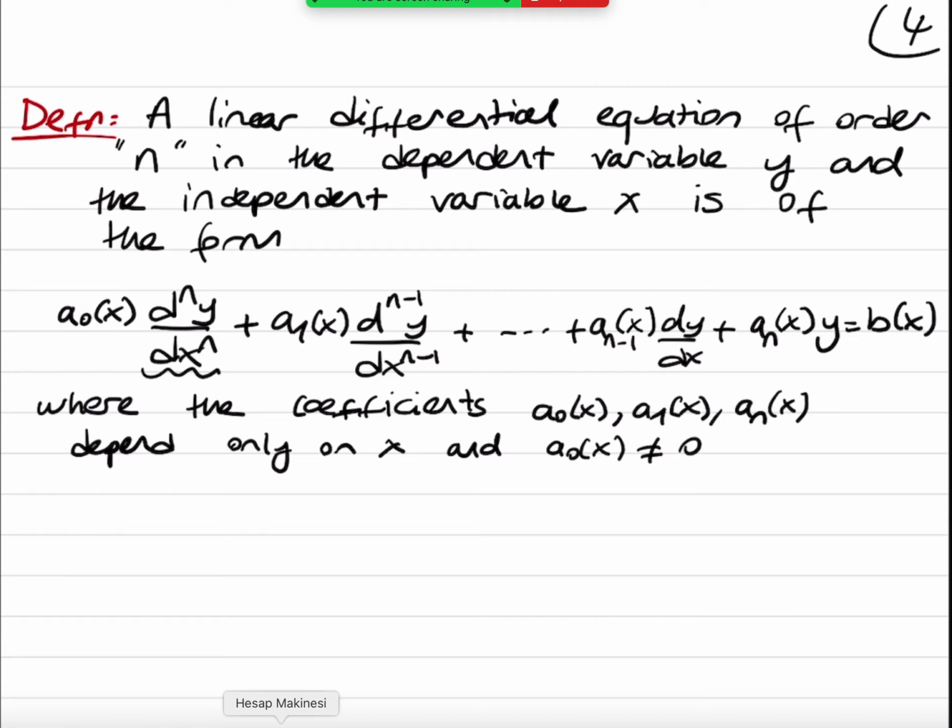Okay, let's continue. There was a technical problem. Sorry about that. There was a problem with the screen sharing. But let's continue with the definition of linearity.